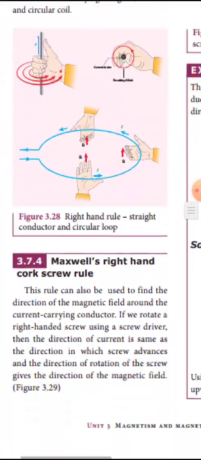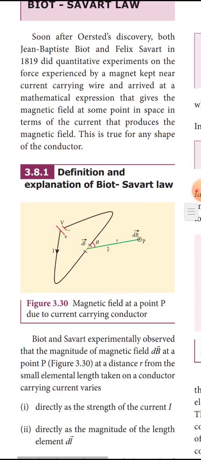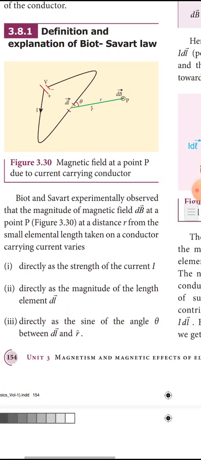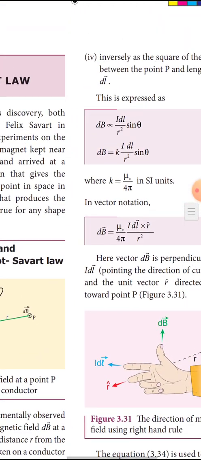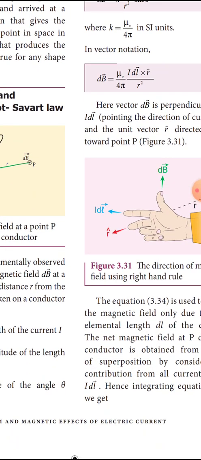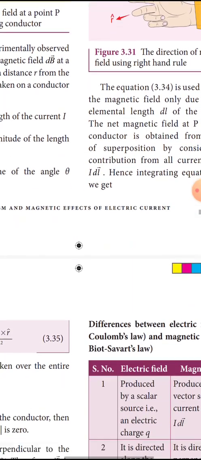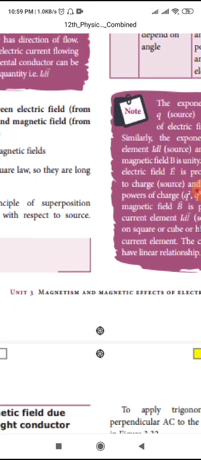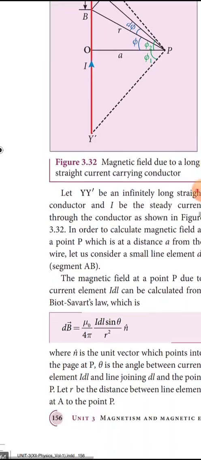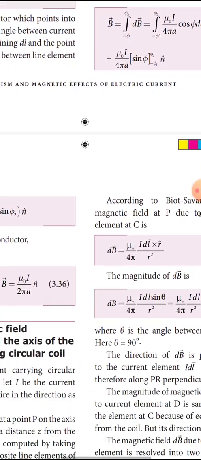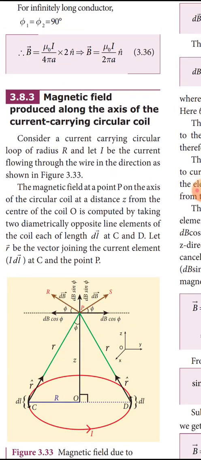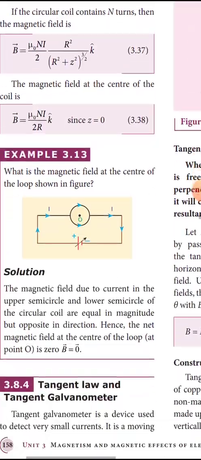And Maxwell's right hand corkscrew rule, Biot-Savart law. This is the Biot-Savart law. First point, second point, third point, you have 4 points, and combined you can write dB is equal to mu naught by 4 pi, I dl vector cross r vector divided by r square. And this is the magnetic field due to a long straight conductor carrying current. Using Biot-Savart law you can derive this equation, and this is about the axis of the current carrying circular coil.